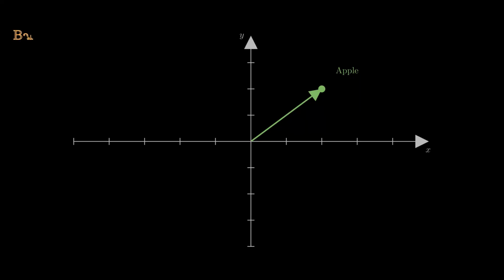Now, what happens when we process a semantically similar word, like banana? Because banana shares context with apple, they are both fruits, they are both food, the embedding model assigns it numbers that are very similar. See how they land in the same neighborhood. Their vectors point in almost the same direction.